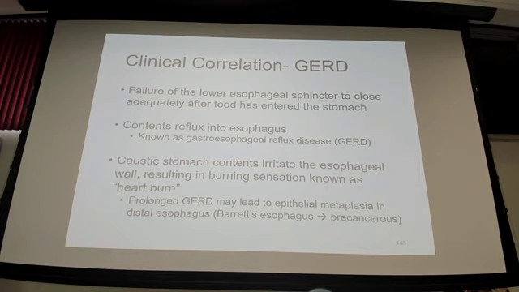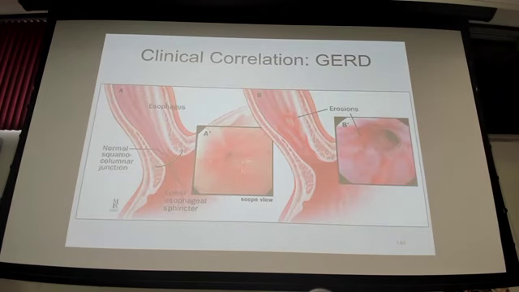Okay? So, without going too much further, this squamocolumnar junction, what the hell? This is called the Z line. You don't need to know that for this class. It's called the Z line. If we see that Z line go north, that's evidence of Barrett's. Okay? So, any questions on the esophagus?